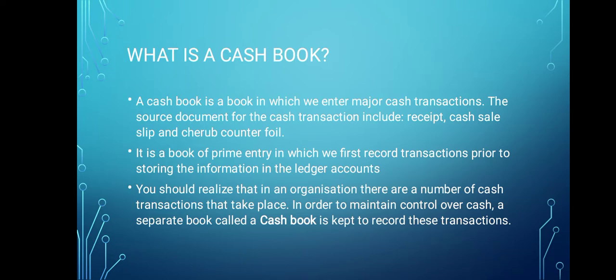Okay, that is clear. You should realize that in an organization there are a number of cash transactions that take place. In order to maintain control over cash, a separate book called a cash book is kept to record these transactions. So in every organization, there is this cash book. For what reason? To help maintain control over cash. Because if there is no cash book, money will just be moving out carelessly and there will be no track of it.